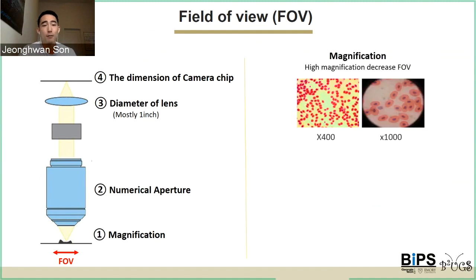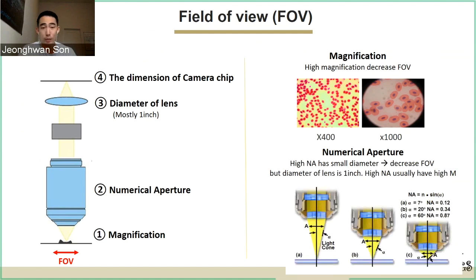With higher magnification, you can get higher zoomed image, meaning field of view is decreased. Next is numerical aperture again. With fixed diameter, the contribution of NA to field of view mostly depends on magnification, and higher NA objective lens has a higher magnification.